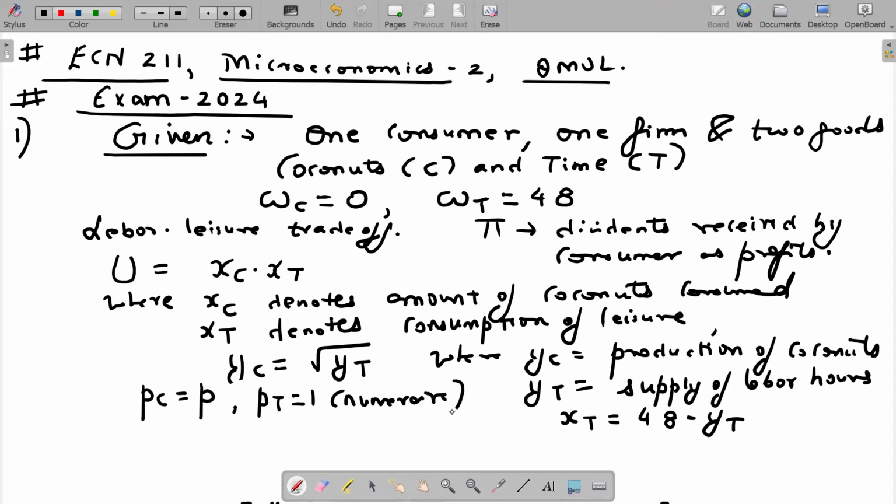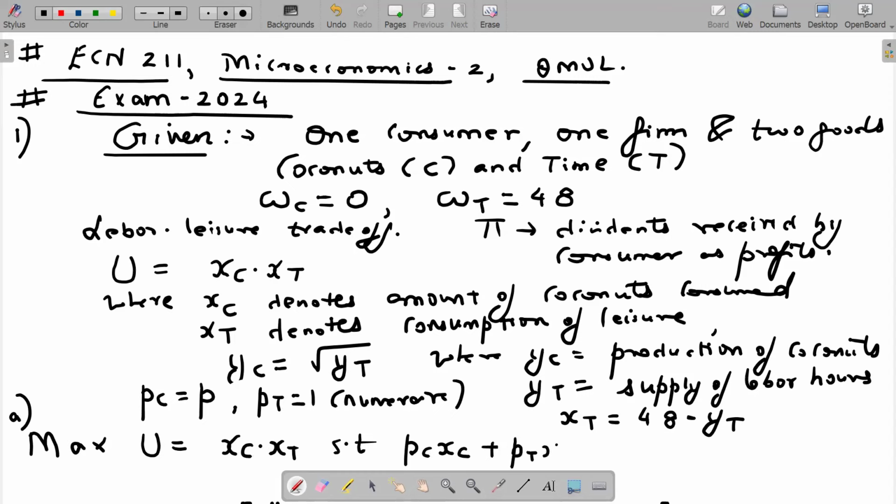What is our objective? Our objective is to maximize. So part A, our objective is to maximize utility, which is XC times XT, subject to the budget line. What's the budget line? Expenditure on coconuts plus expenditure on time, the opportunity cost of time, or I can say leisure in this case, should be equal to the income.